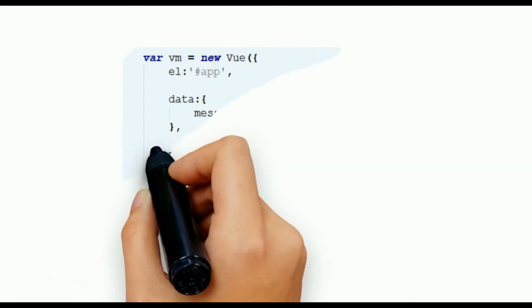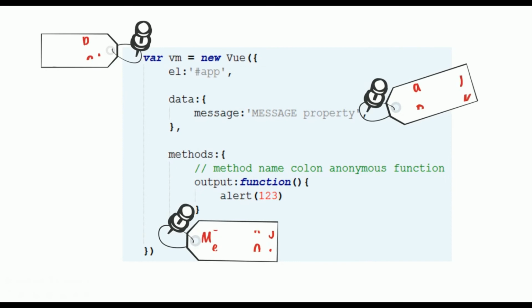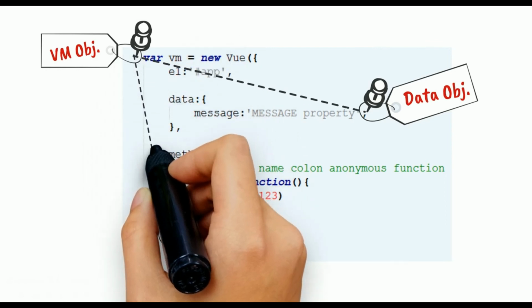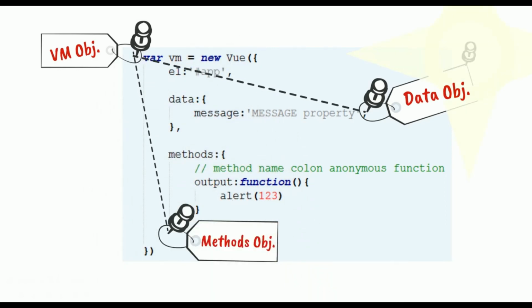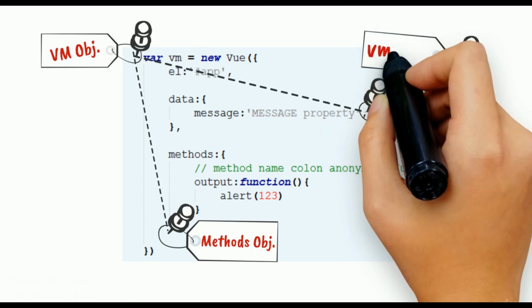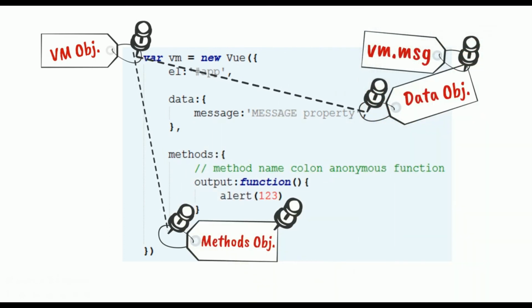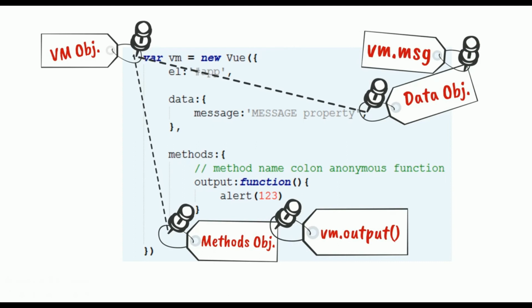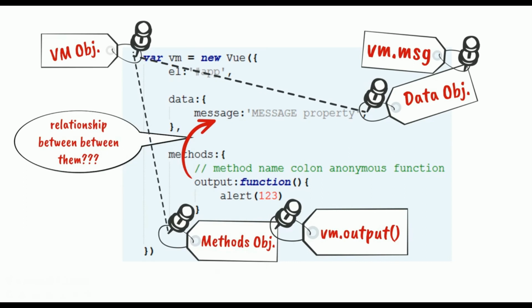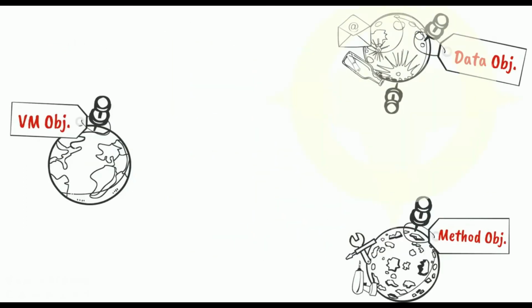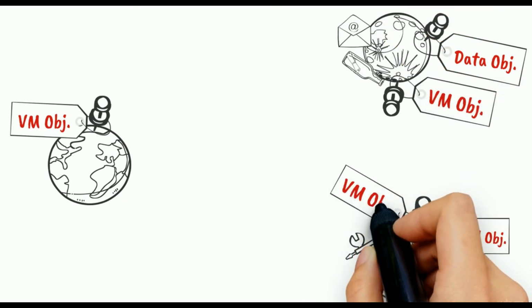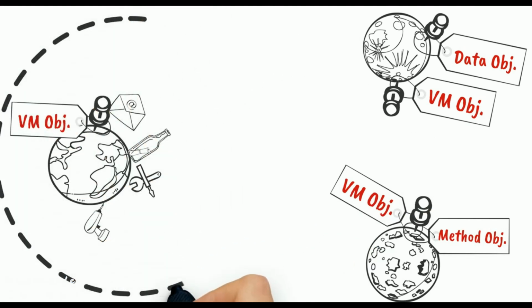Let's go back to the program we used in the last lesson. Both the data and methods objects are proxied by the VM object. We can access the message property using vm.message. We can also access the output method using vm.output. So, what is the relationship between the message property and the output method? The conclusion is, when two objects are being proxied by the same object, their methods and properties will behave as if they belong to the same object.